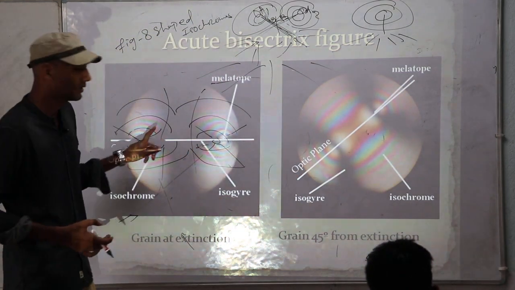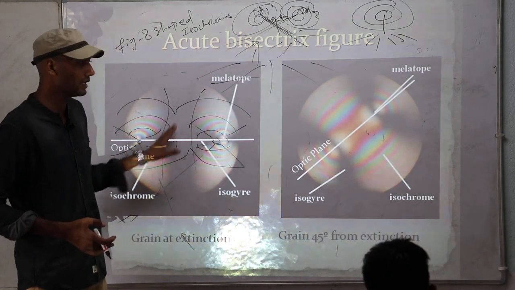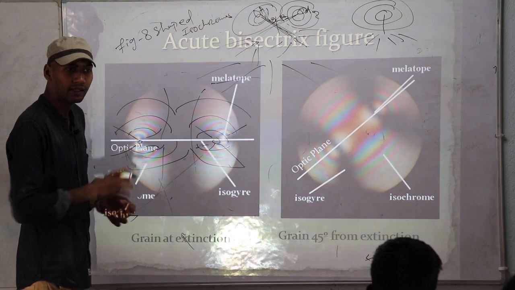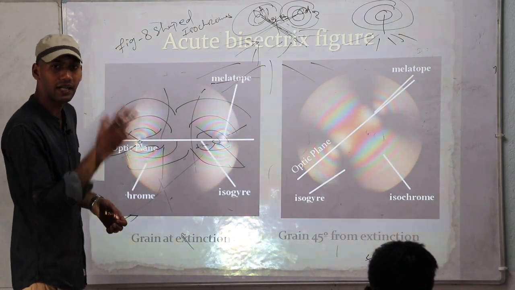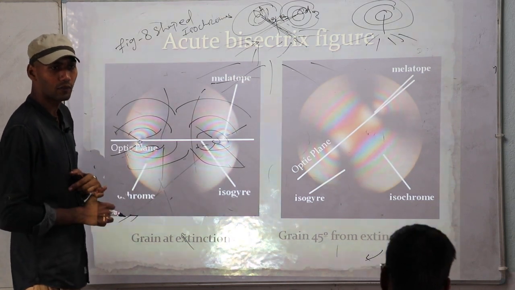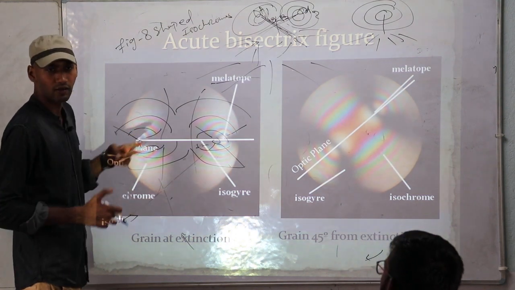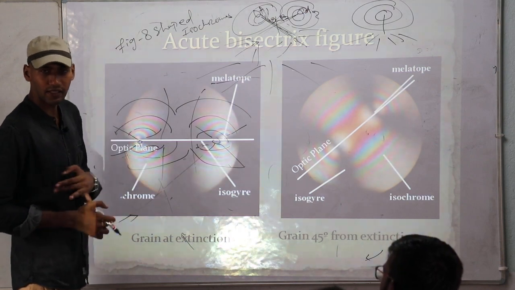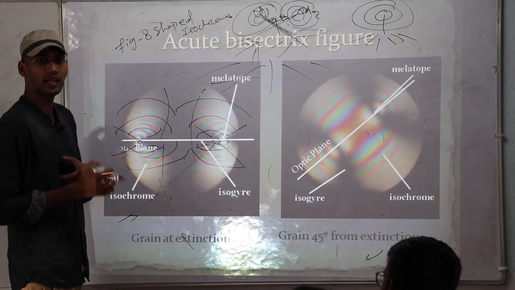And what happens here? The isogyre intersection is not the melatope. I have already told you the isogyre intersection is not the melatope. Here isogyres are produced when X and Z, or X and Y, or Z and Y vibration matches with the vibration of the upper polarizer and lower polarizer. Got that? For uniaxial we are watching two vibrations, omega and epsilon. For biaxial, that depends upon the section, which section you are taking, whether that is XZ or YZ or XY.